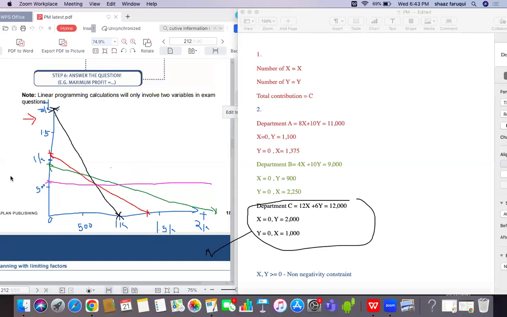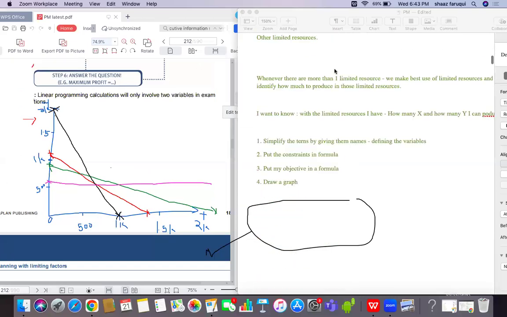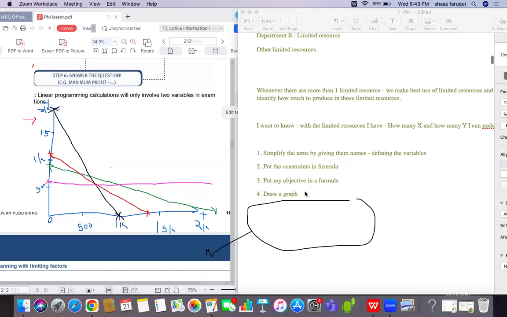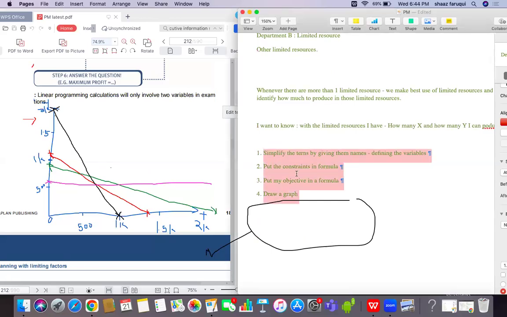Now that I have this graph, guys, again, I could have directly showed you the graph, but the reason I drew it is so you know exactly where the graph is coming from. Everybody comfortable with how I got this graph? And all the 4 steps: simplify the terms, put the constraints in the formula, put the objectives in the formula, draw a graph. Everybody got this? Is it very easy?